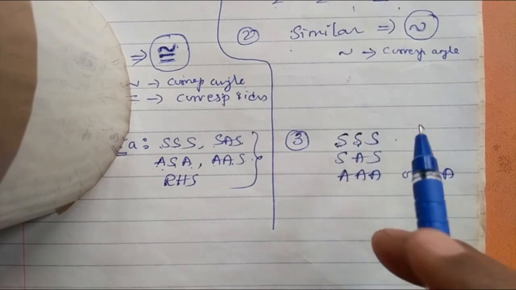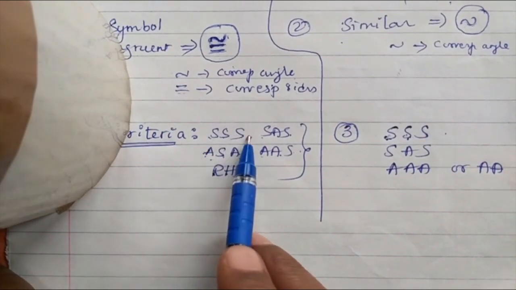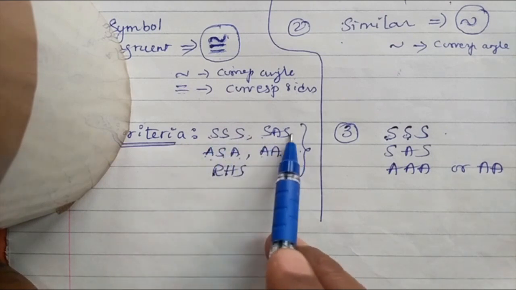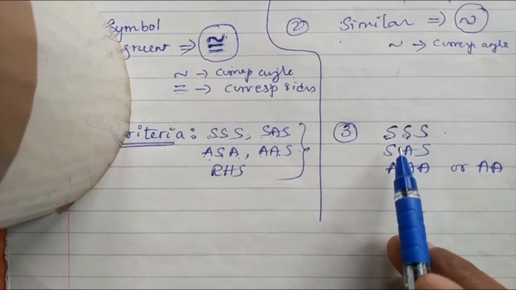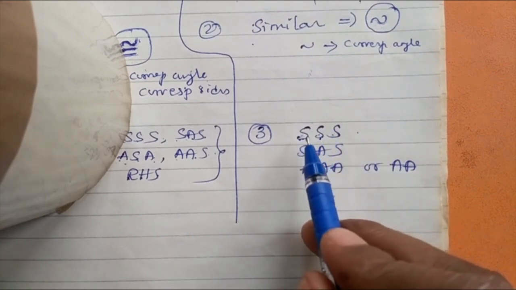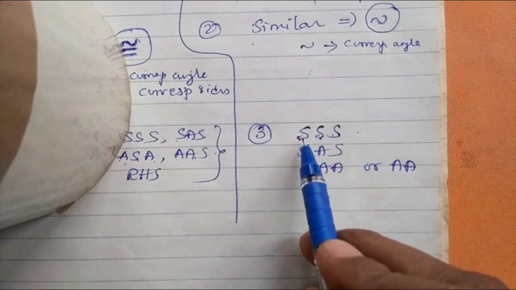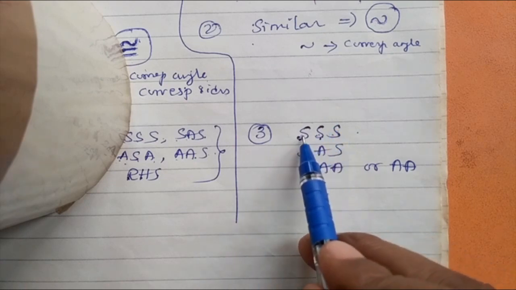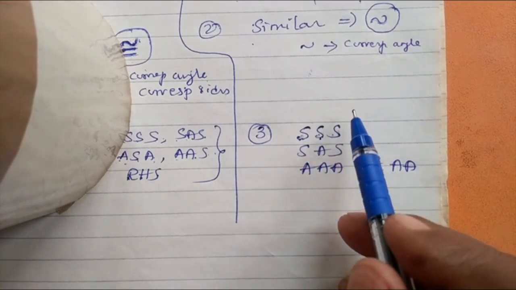So in congruent triangle, SSS says that 3 corresponding sides are equal. Triangles are congruent. 2 corresponding sides are equal, 1 angle also equal, SAS. Similarly, the rest 3 also. But in similarity of triangle, SSS not saying about this. SSS meaning is not corresponding 3 sides are equal. Its meaning is 3 corresponding sides are in proportion. SSS meaning is 3 corresponding sides are in proportion, triangles are similar.